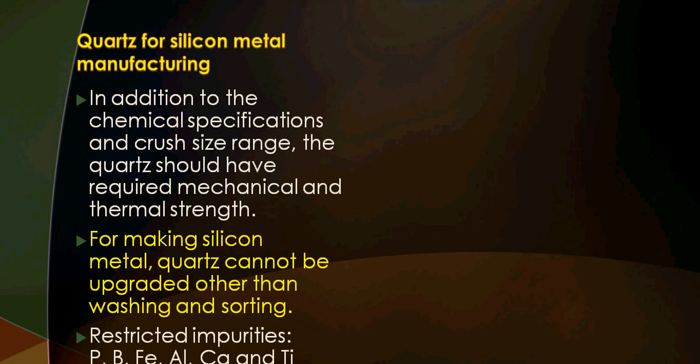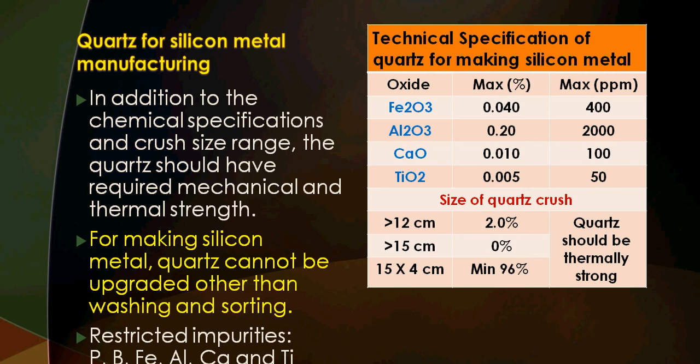There are restricted impurities: phosphorus, boron, iron, aluminum, calcium and titanium. So these are the restricted impurities. I will give you the specification of quartz which is needed to produce silicon. Iron content maximum 0.04%, or 400 ppm. Alumina Al2O3 0.2%, or 2000 parts per million. This is also maximum. On both sides is maximum. On the left hand side I am showing the percentage, on the right hand side is parts per million.